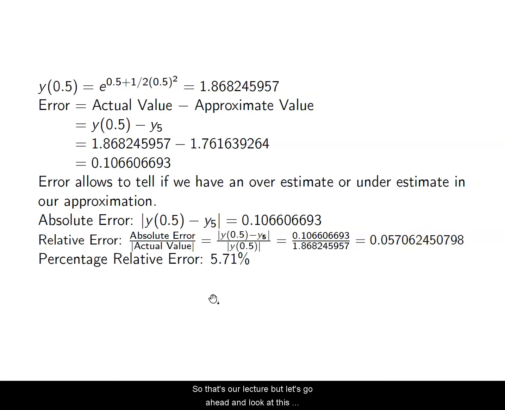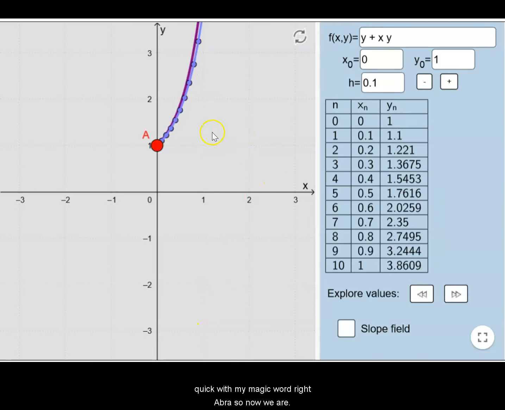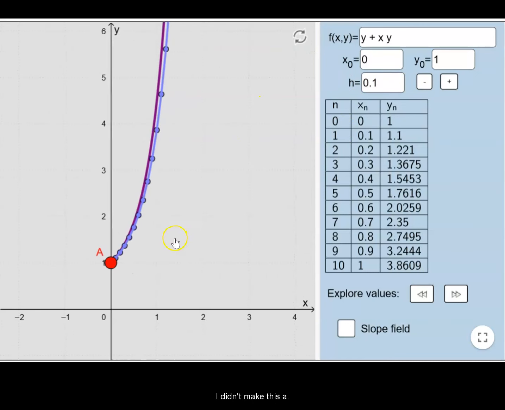So that's our lecture, but let's go ahead and look at this in GeoGebra, so we can explore a little bit. We'll switch screens here real quick with my magic word. Abra. Okay, so now we are in GeoGebra. Someone else made this app. I didn't make this app.